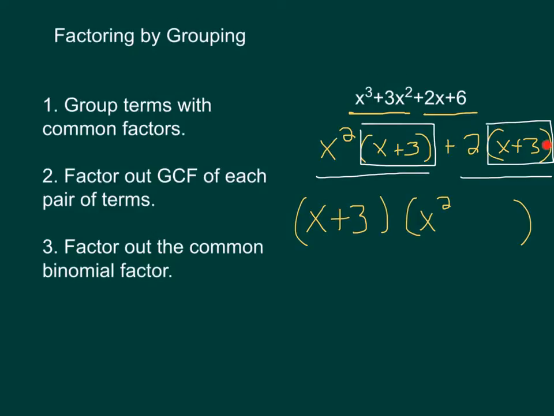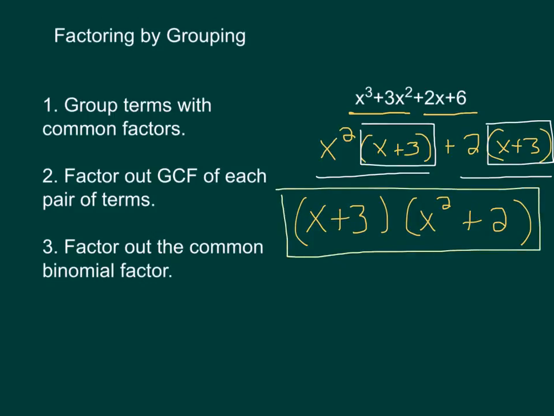Similarly, this term, 2 times x plus 3, comes from x plus 3 times something. That something is the 2 that's left behind. And there I have my factored form. X plus 3 times x squared plus 2 is completely factored. Anytime that I have an x squared plus a number, it's going to be prime. The only time I'll be able to factor it is if it's x squared minus a perfect square. So since 2 is not a perfect square and it's being added, it definitely doesn't work here.